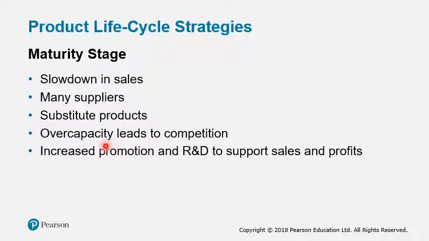But then what happens is that you may have overcapacity, meaning you have a lot of stocks. You are over efficient, and so it will lead to competition in a way that you want to sell off your product. And you may do a lot more promotion and also R&D to support your sales and profit. So this is when you do more R&D in a way that you want to improvise the current products that you have, so that the product will no longer be in maturity, but it might increase a little bit, not going down to the decline stage.